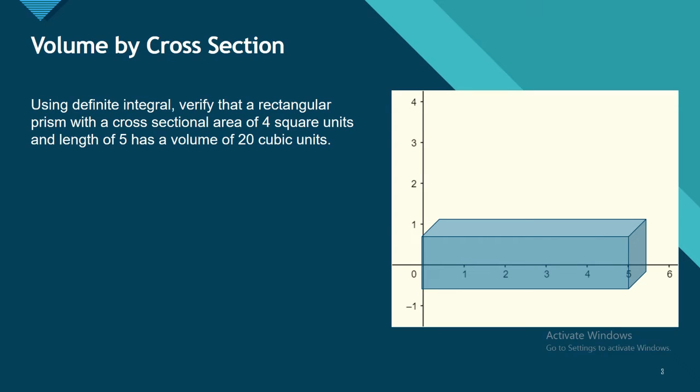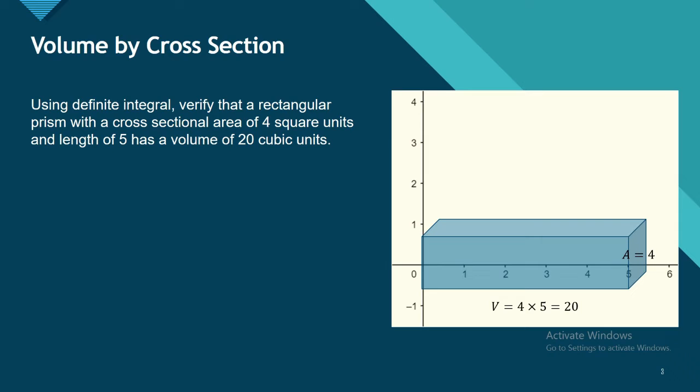Using definite integral, verify that a rectangular prism with a cross-sectional area of 4 square units and length of 5 has a volume of 20 cubic units. So this is a prism, and we know how to compute for the volume of a prism. We multiply the area of the base by the height of the solid. In this case, the volume is equal to 20 cubic units.